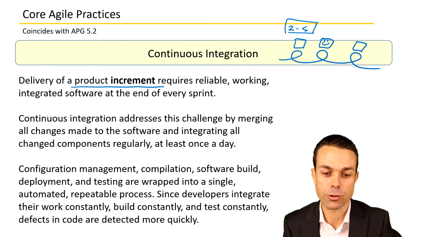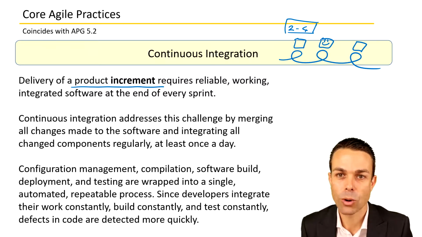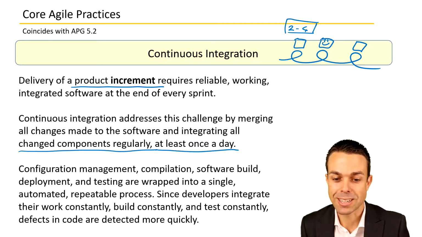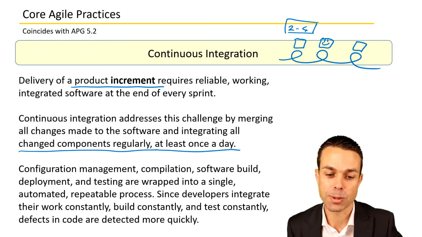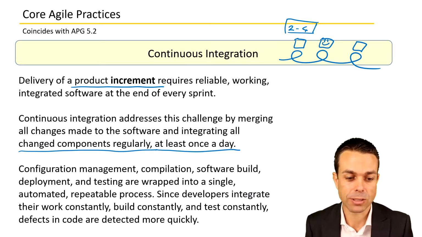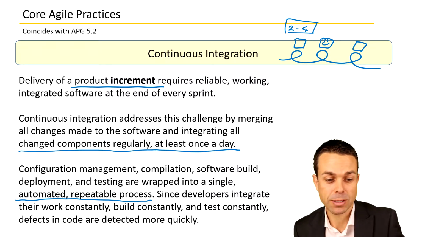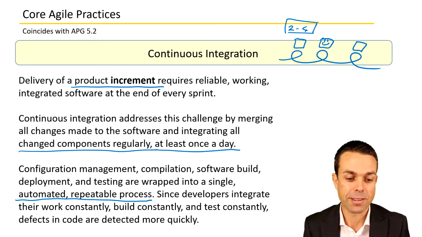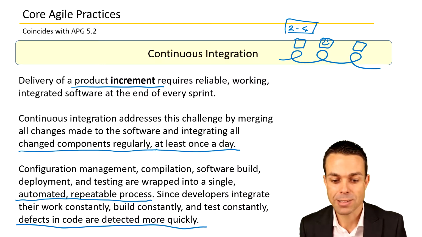Continuous integration addresses this challenge by merging all of the changes made to the software and integrating all changed components regularly, at least once a day. That means configuration management, compilation, software build, deployment, and testing are all wrapped into a single automated and repeatable process. And since developers integrate their work constantly, build constantly and test constantly, defects in the code are detected much more quickly. And that's the real key.